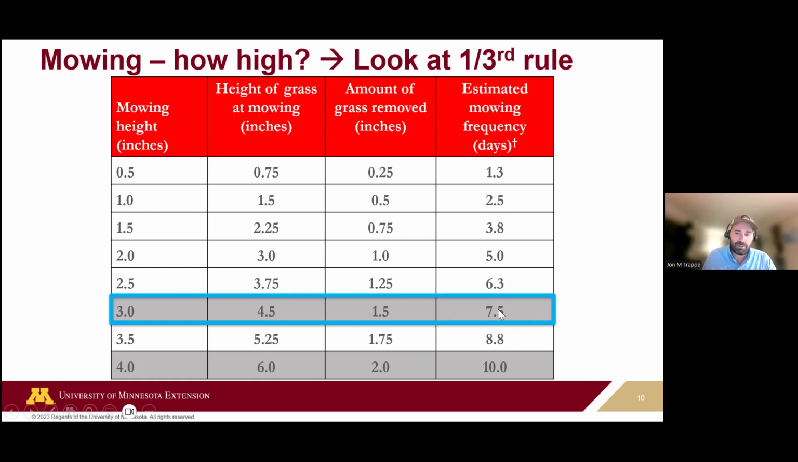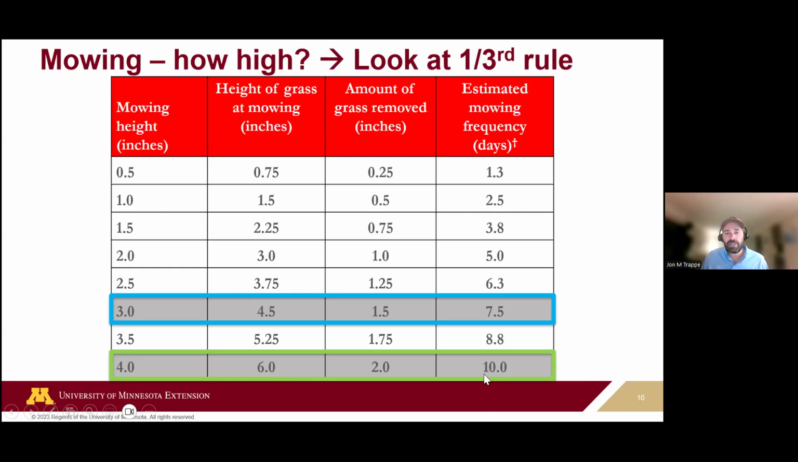And let's just say, for example, that happens about every 7.5 days throughout the growing season. But if you mow according to the 1/3 rule and you mow at 4 inches instead, just simply raising the mowing height 1 inch, you would mow it once the lawn gets to 6 inches, and that would mean that you would mow it about every 10 days.